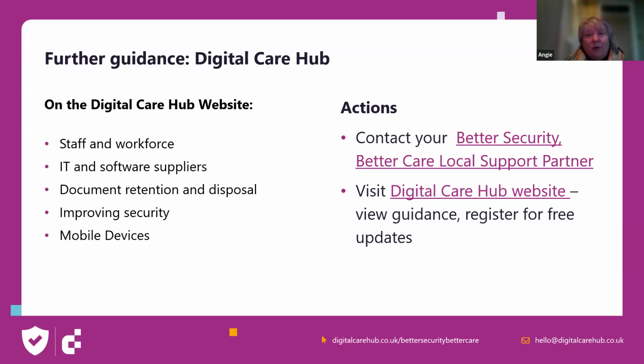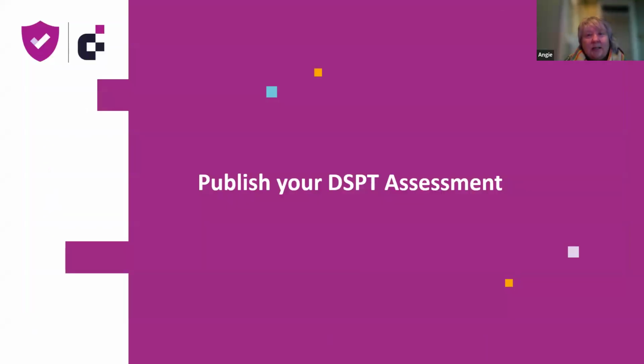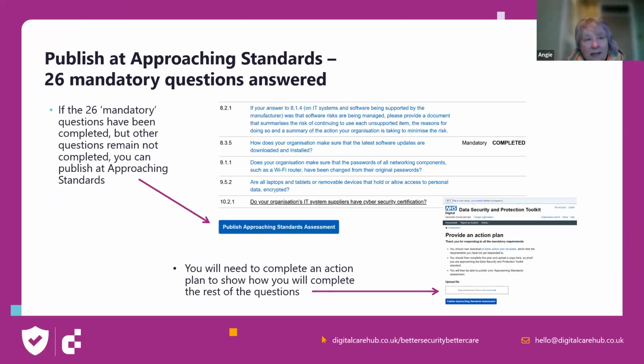Okay, so the next bit we're looking at is publishing your DSPT assessment. And if we go on to the next slide. Okay, so if you were going to publish at approaching standards, you would have to have answered 26 mandatory questions. Once you get down to the end of the questions, you will see Publishing Approaching Standards Assessment in blue. You would click on that, okay? You would need to complete an action plan that shows how you will complete the rest of your questions.